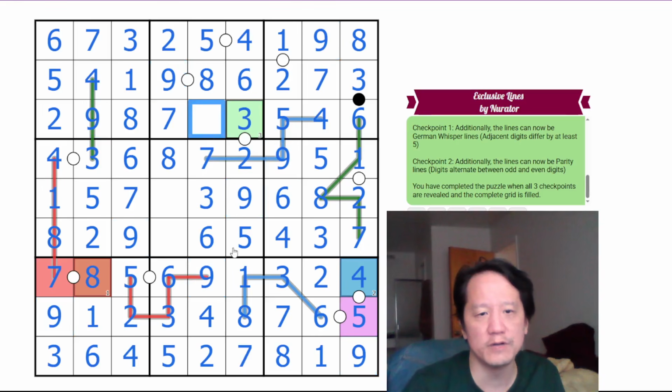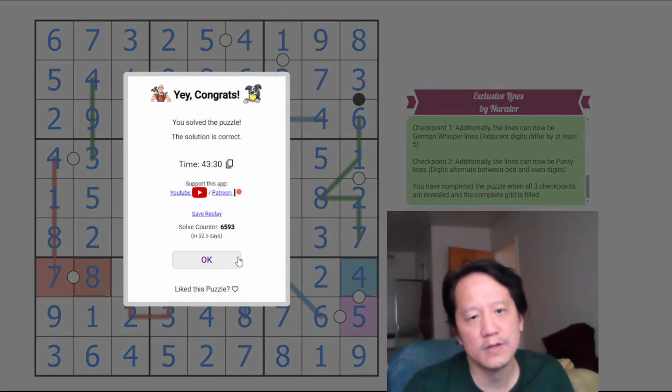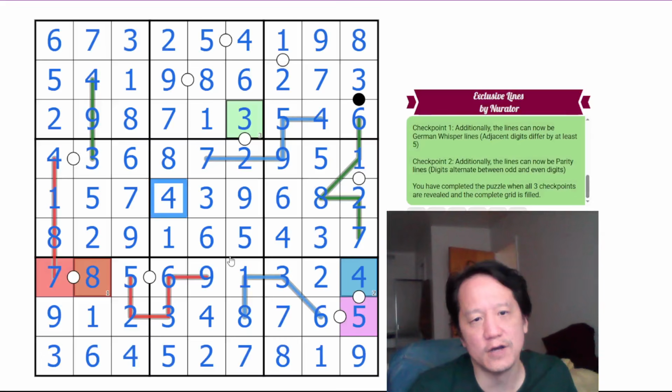And that leaves 1, which again has to be here, and then that gives us here, and then therefore this is a 4. And that's a solve. Not too bad.